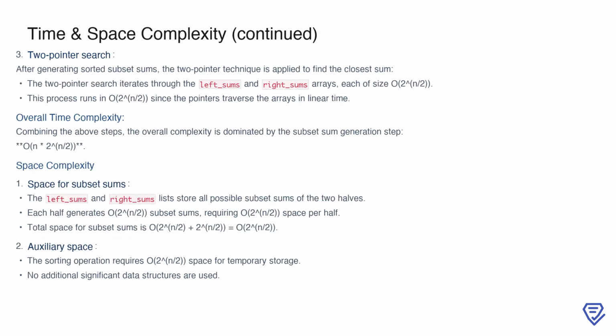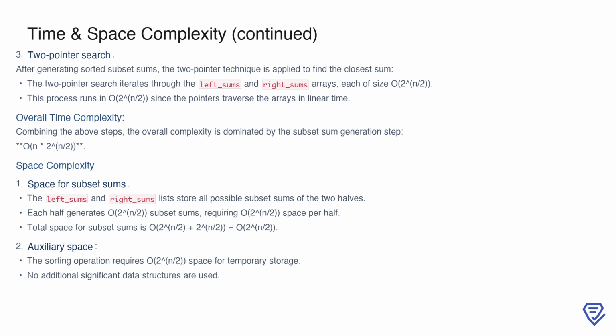The next key step is the two-pointer search, which is used to find the closest sum by comparing the sorted subset sums of the two halves. Each of the sorted lists, left_sums and right_sums, contains 2^(n/2) elements. The two-pointer technique iterates through these arrays in linear time, which means this step runs in O(2^(n/2)). When we combine this with the earlier step of generating and sorting subset sums, the overall time complexity is dominated by the subset generation step, resulting in a total complexity of O(n * 2^(n/2)).